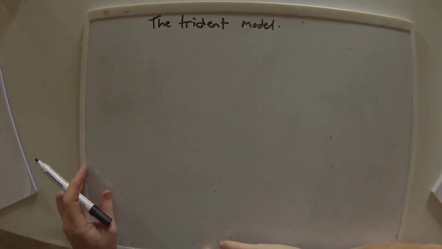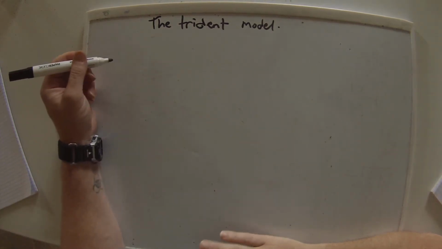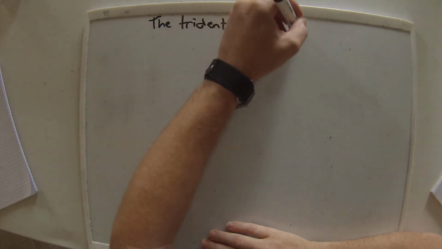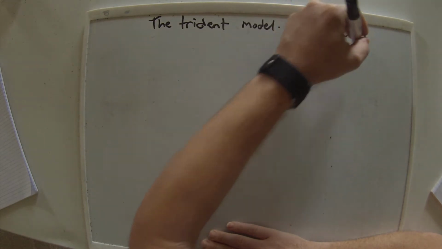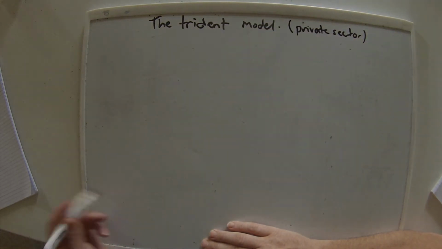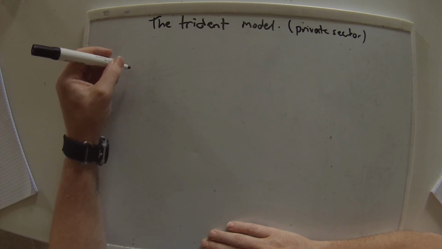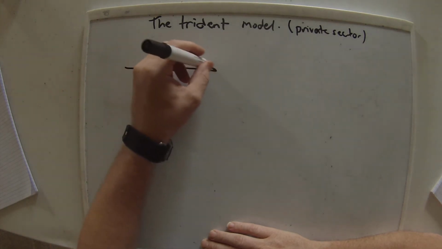Welcome. So the Trident model is an important model I want to explain. It's about the private sector. Since the private sector is such a large part of our economy, there's a bunch of important money flows that we have to understand. So the reason I called it the Trident model is just the shape of it.